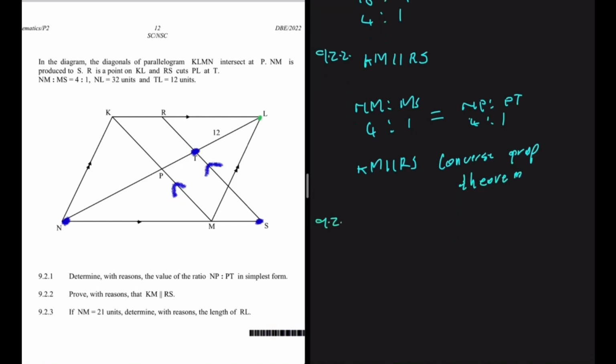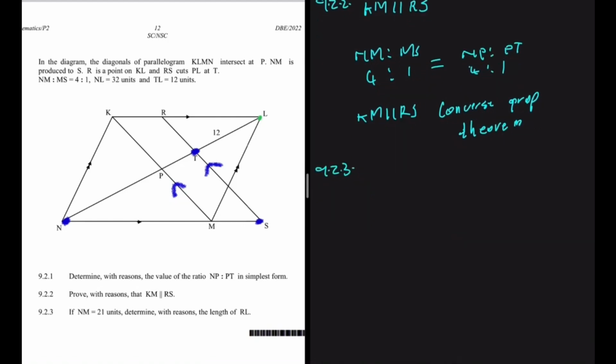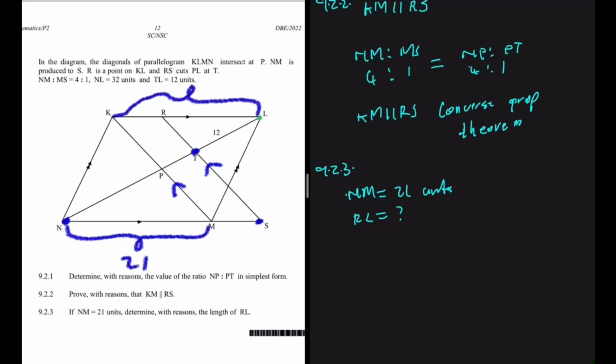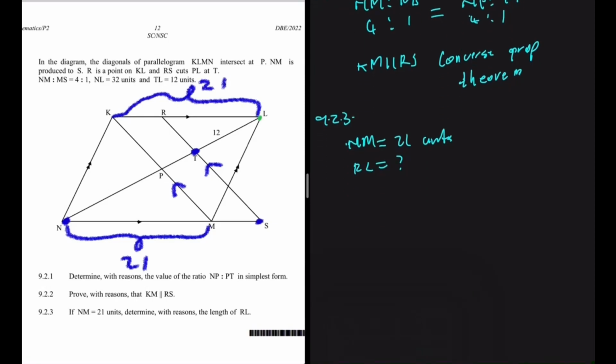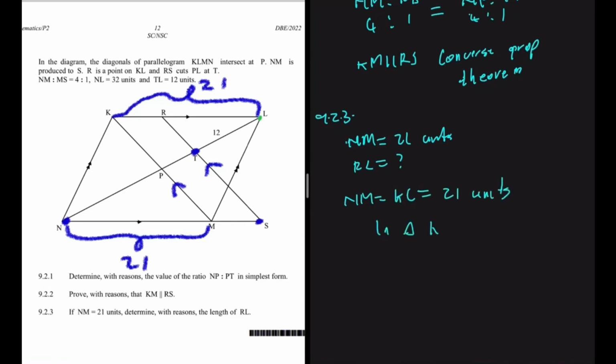And then now 9.2.3. If NM is equal to 21 units, then let's determine, with reasons, the length of RL. So NM from here to here we have 21. But since KLMN is a parallelogram, it means that KL is also 21 units. So in pursuit of RL, let's use KL, because we know that KL is equal to 21 units. So we're going to say that NM is equal to KL is equal to 21 units in triangle KPL.